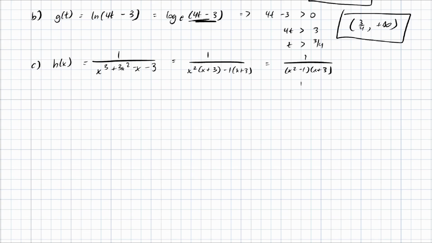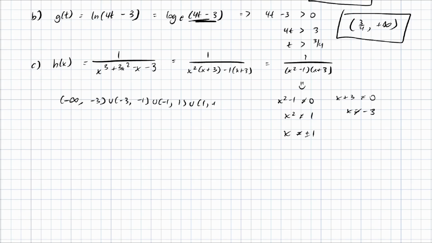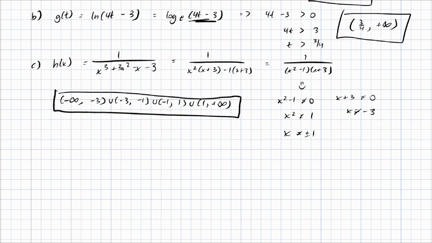Okay, so I have x squared minus 1 cannot be equal to 0. X squared cannot be 1, which means x cannot be plus or minus 1. X plus 3 cannot be equal to 0, so x cannot be negative 3. And my domain is going to be this really long thing. It is negative infinity to negative 3, union negative 3 to negative 1, union negative 1 to 1, union 1 to positive infinity. Everything is excluded. There you go.